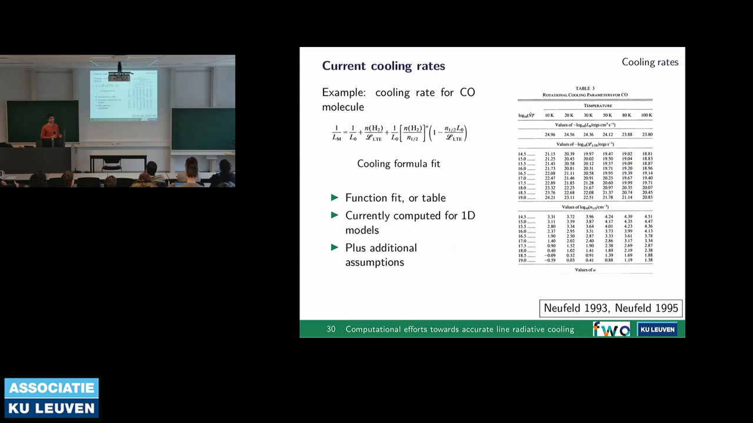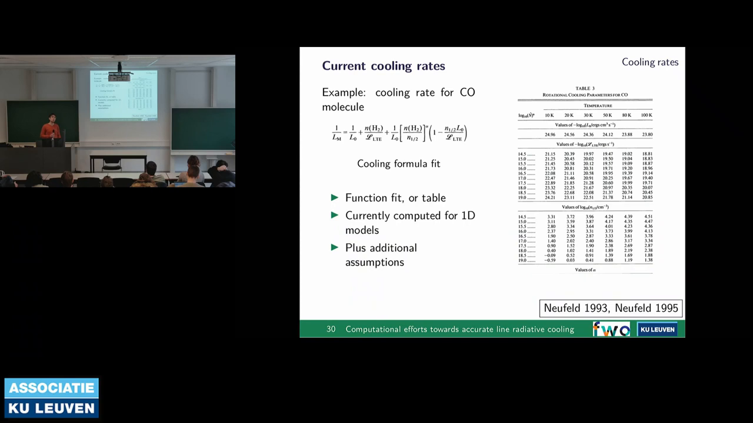So now on to cooling rates. There already exist some cooling rates in literature. So I have, for example, put some cooling rates by Neufeld here. It's just a formula and a table on the right for determining these parameters, depending, obviously, on densities and temperatures. Well, can't we just use these for our 3D simulations?